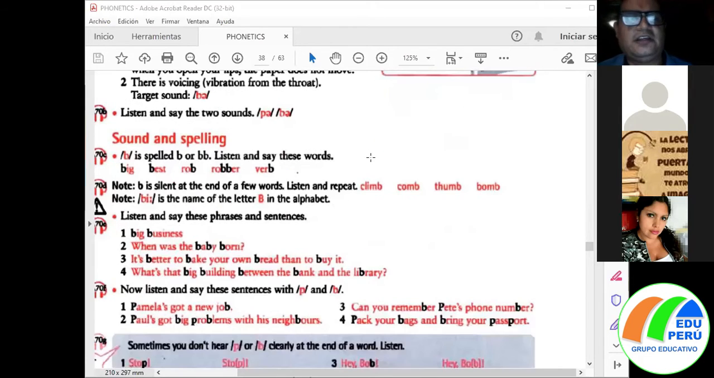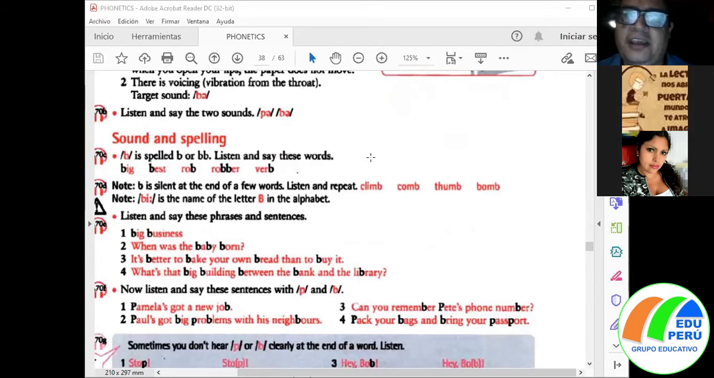Sound and spelling. Ba, remember, is spelled with the letter B or double B. Big, best, rob, rubber, verb. So you use B or double B. This is the most common spelling with this sound.